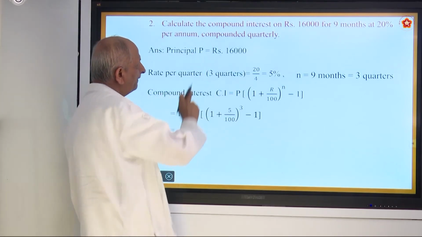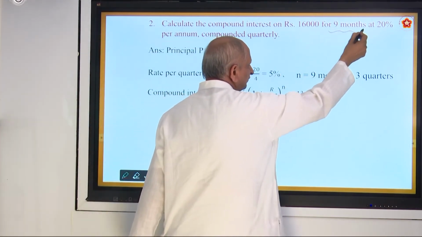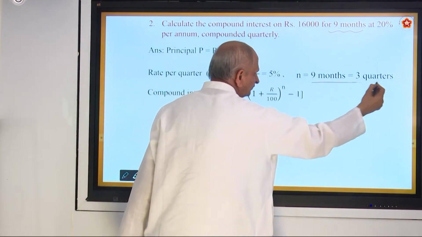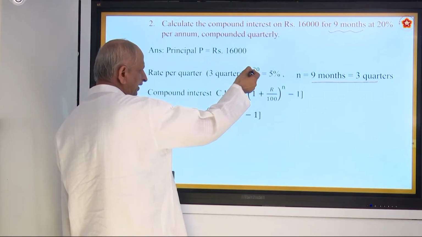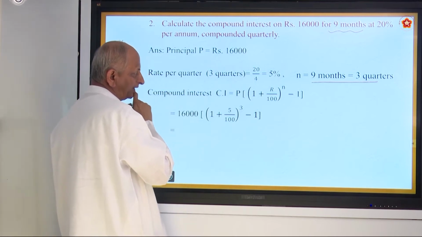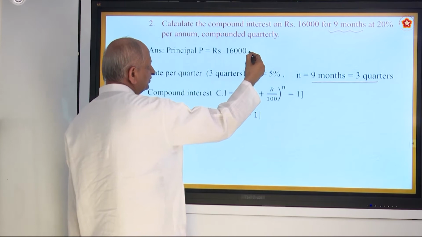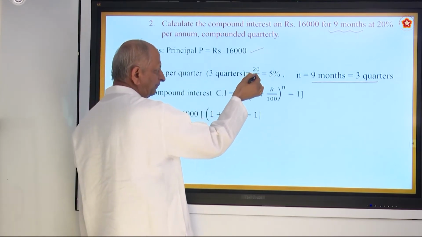Calculate the compound interest on 16,000 rupees for 9 months. 9 months means how much? 3 quarters. So, what you must take, rate 20 by 4 you must make, because quarter. So, 5%. So, principal is 16,000, rate of interest is 20 by 4.